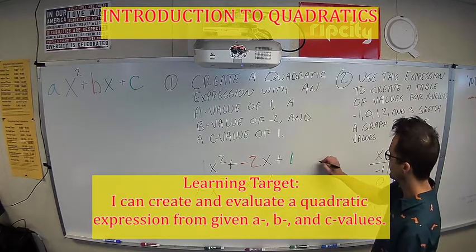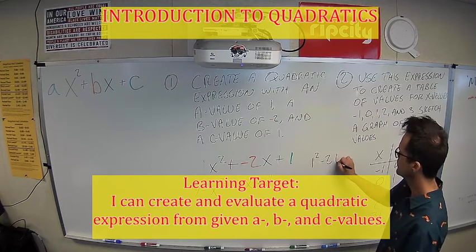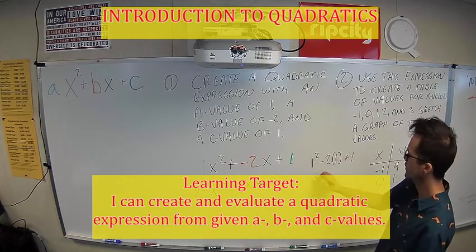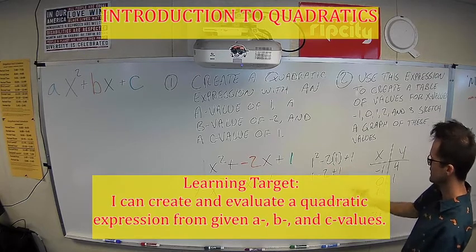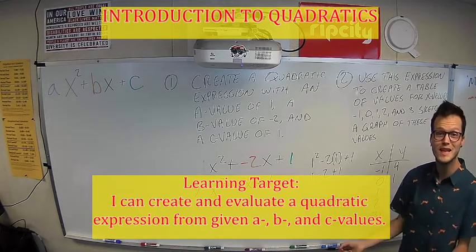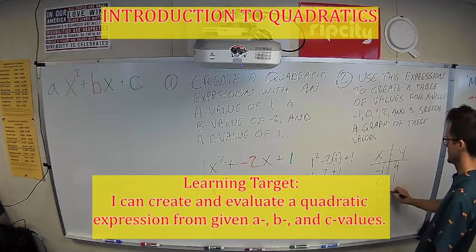If we plug in 1, we get 1 squared minus 2 times 1 plus 1. 1 squared is 1. Minus 2 times 1, well, that's minus 2, and then this constant is always just there. 1 minus 2 is -1. -1 plus 1, that's 0.